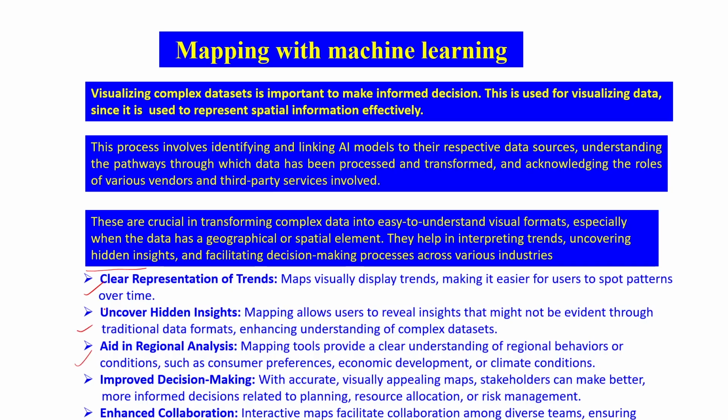Okay. And the first three, trends, hidden insights and regional analysis, provide you improved decision making capability, because if you are doing accurate jobs, this will allow you to plan resource allocations, risk management, and many other things. And obviously, globally, it can provide you enhanced collaborations. Once you have various kinds of diverse things, it is possible to make enhanced collaboration. So, these are the 5 important things mapping allows you to do.